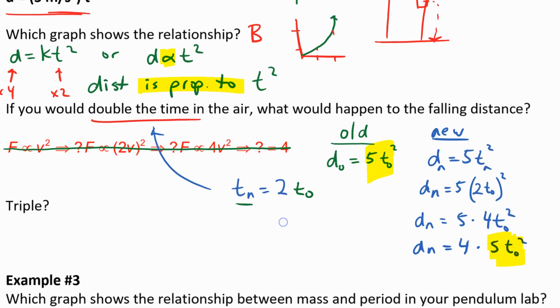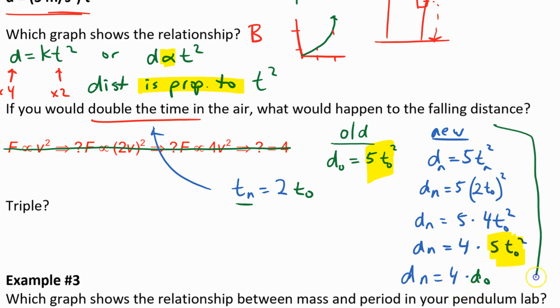So in other words, here we can say the new distance is equal to 4 times, now I'm going to insert, instead of writing 5 times the old time squared, I'll put times the old distance. So this is a long mathematical sort of way of showing when I put this 2 in here, it gets squared with it. So this is showing that the new distance is going to be equal to 4 times the old distance.